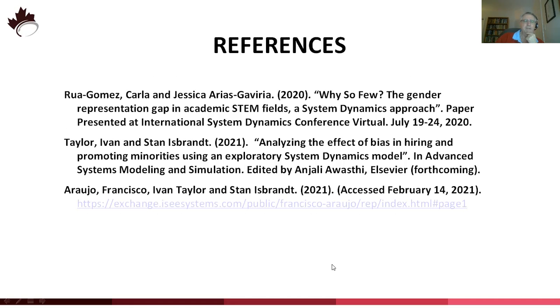So here are some references. This is the original paper from the conference that I saw on women in STEM. This is a paper that a colleague and I wrote on the bias model, the more general bias model that we developed. And then this is a link to the website where you can run the model yourself.